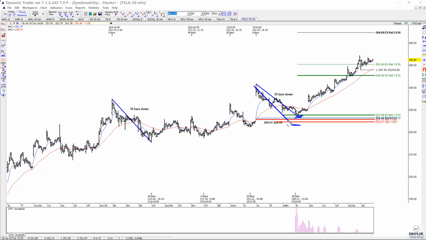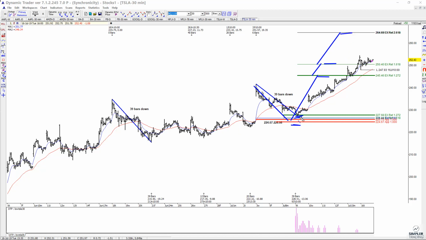Now, we've already met two targets on the upside. Okay, typical target 1 is always the 1272 extension. Target number 2 is the 1618 extension. Target number 3 is the 2618 extension. Now, we make the 1272 target often. We make the 1618 less often, and rarely we make the 2618.